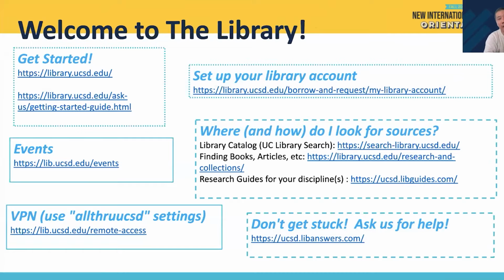The important one in the where and how do I look for sources is UC Library Search. UC Library Search is our new system-wide catalog. So this searches all 10 UC campuses, not just UC San Diego now. And you can easily make requests if an item is located at Berkeley or at UCLA. We can have it be sent to this campus free of charge. So there's buttons on there saying request. That's all you need to do.